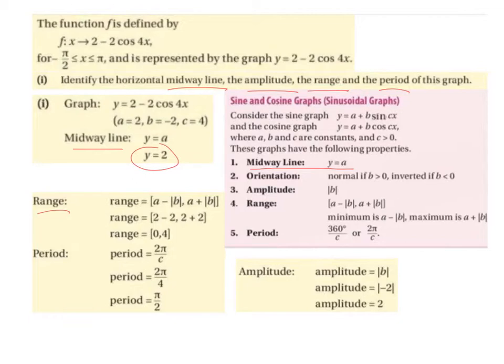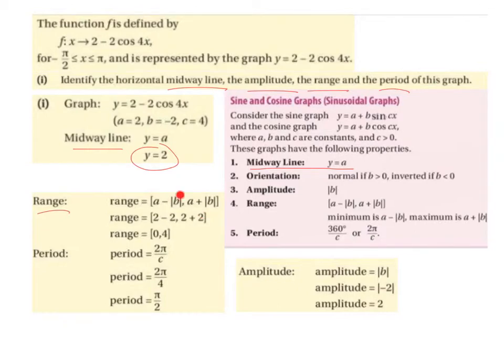So if we have a look at range, the range is going to be a minus the modulus of b, comma, a plus the modulus of b. So if we have a look at our formula, the a is the number that's stuck on in front, that comes just after the equals. And we identified that as 2, a is equal to 2. And the b is the number that's stuck on in front of the cos. And we already identified that as minus 2. So the a is 2, the b is minus 2. So we end up with 2 minus 2, comma, 2 plus 2.